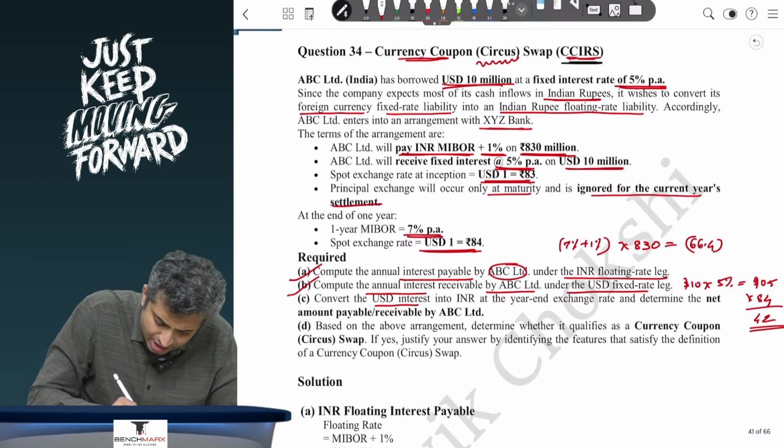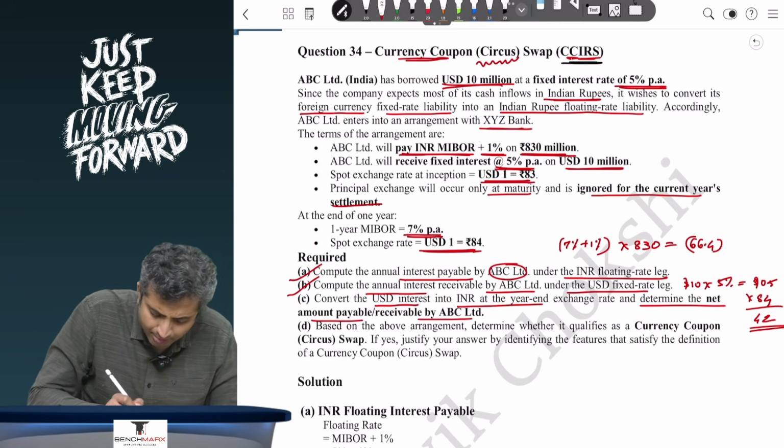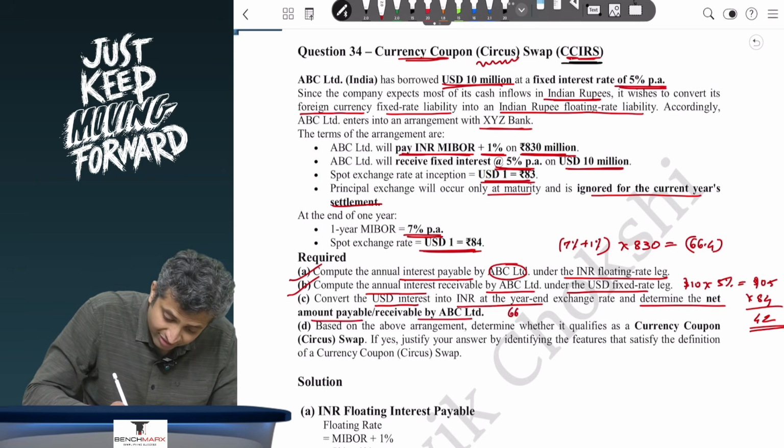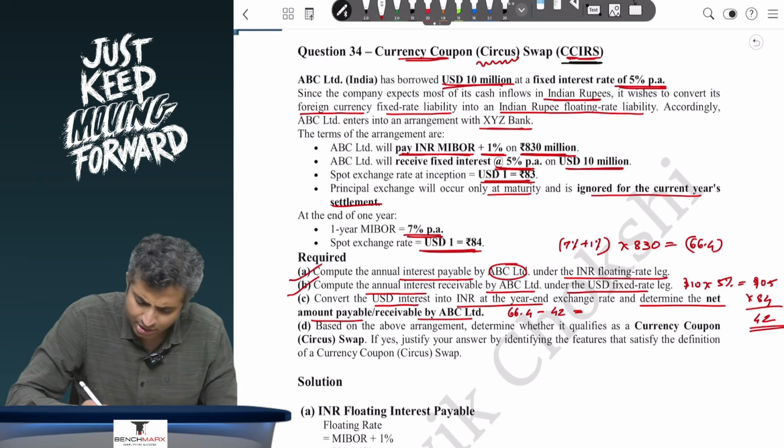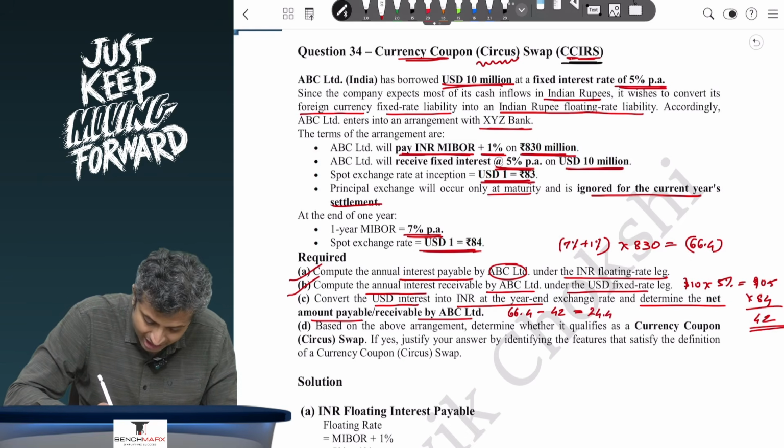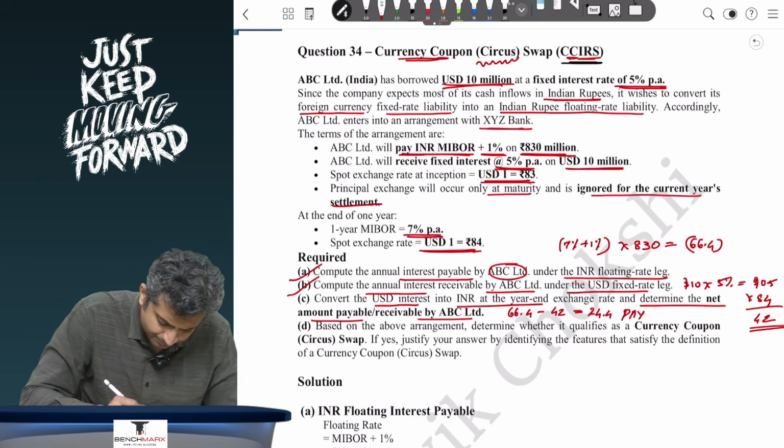Convert the USD interest into INR at the year-end exchange rate and determine the net amount payable or receivable. Well, I will have to pay 66.4 and I will receive 42. So maybe the net, I would say, 24.4 is the net payment that I will have to make.